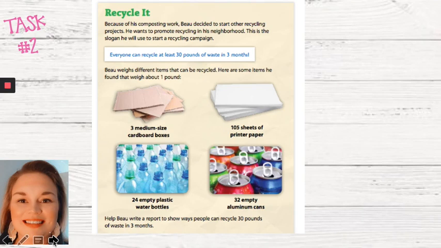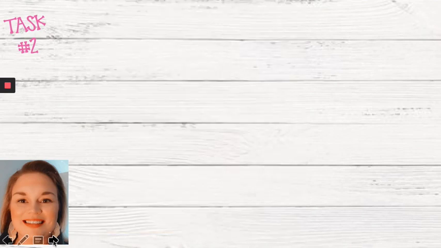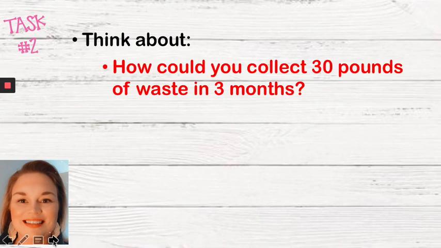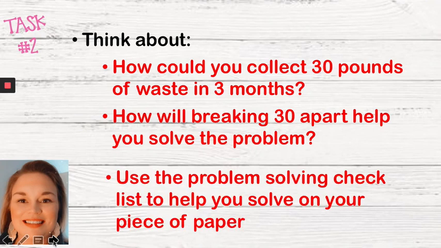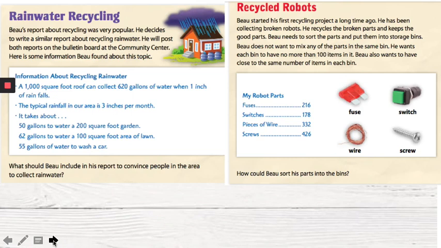It asks you to help Bo write a report to show ways people can recycle 30 pounds of waste in 3 months. So think about, how could you collect 30 pounds of waste in 3 months? How will breaking 30 apart help you solve the problem? So remember how we created those area models and expanded form of numbers. Use the problem-solving checklist to help you solve on your own sheet of paper. Plus, it helps you think if you ever get stuck.